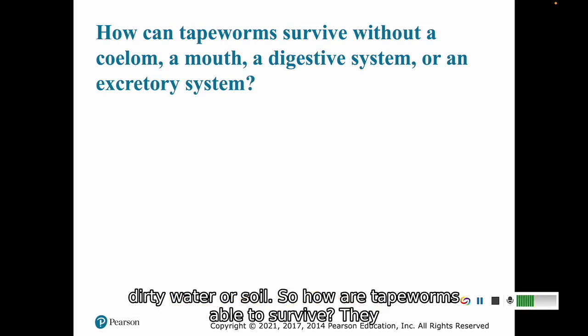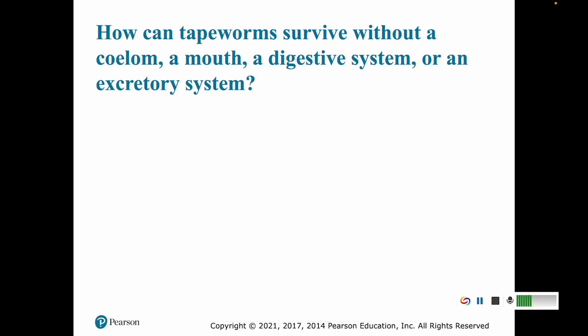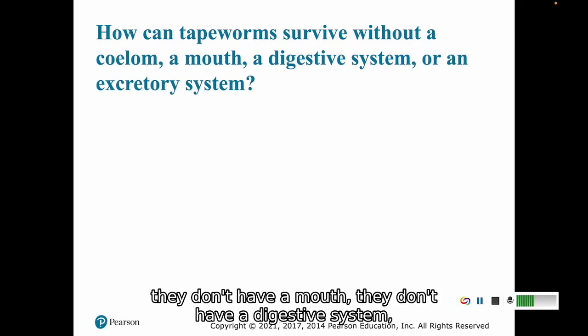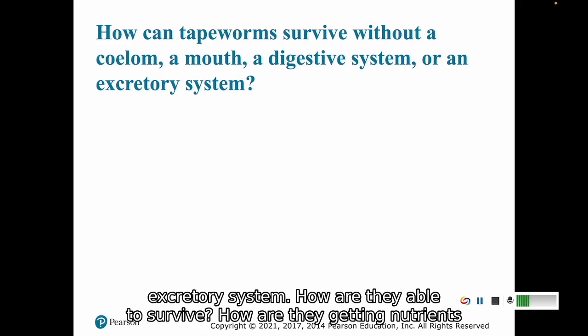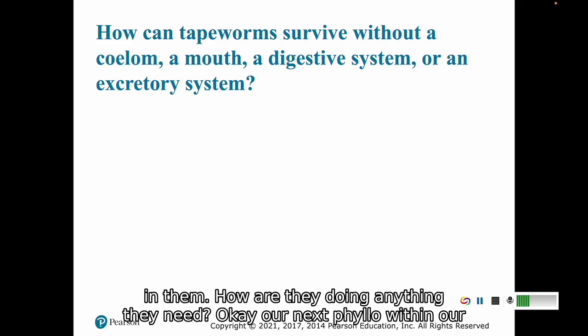So how are tapeworms able to survive? They don't have a coelom, they don't have a mouth, they don't have a digestive system, they don't have an excretory system. How are they able to survive? How are they getting nutrients in them? How are they doing anything they need?